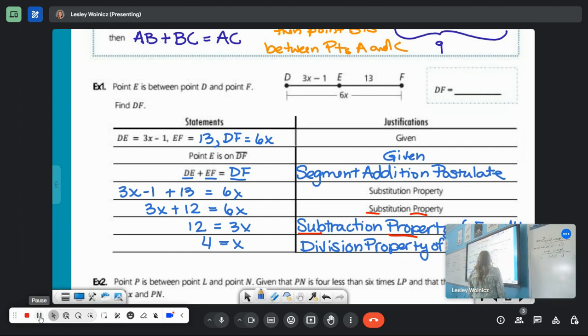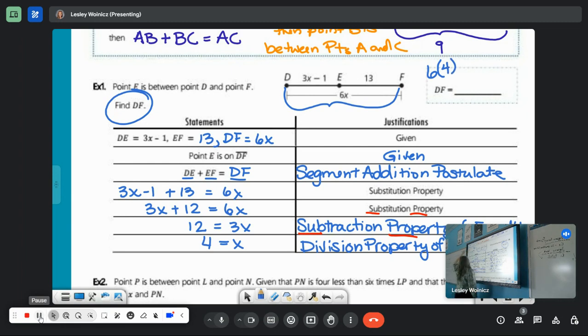Okay, so we've got x. What are they asking us to find? DF. So DF is this whole thing. So I have to take my x and substitute it in again. So that'll be 6 times my x, which is 4. So my DF is 24.